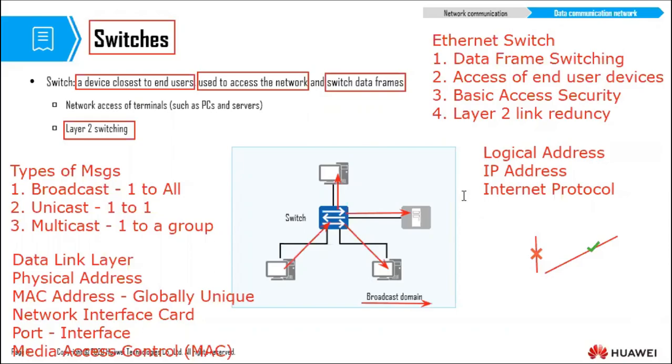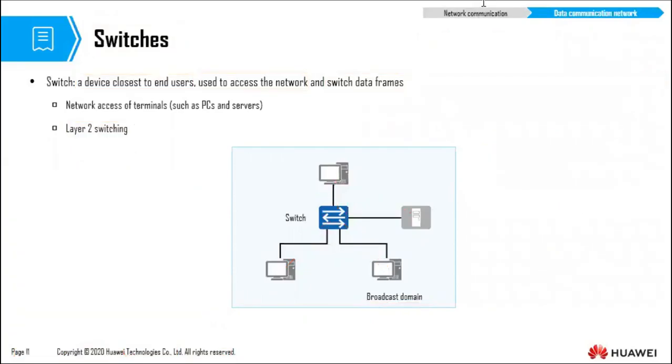We call this a layer 2 switch because a layer 2 switch does not forward data using the logical address. It only forwards data using the data link layer or physical address, the MAC address. Is that clear? That's why we call it a layer 2 device. Any question?